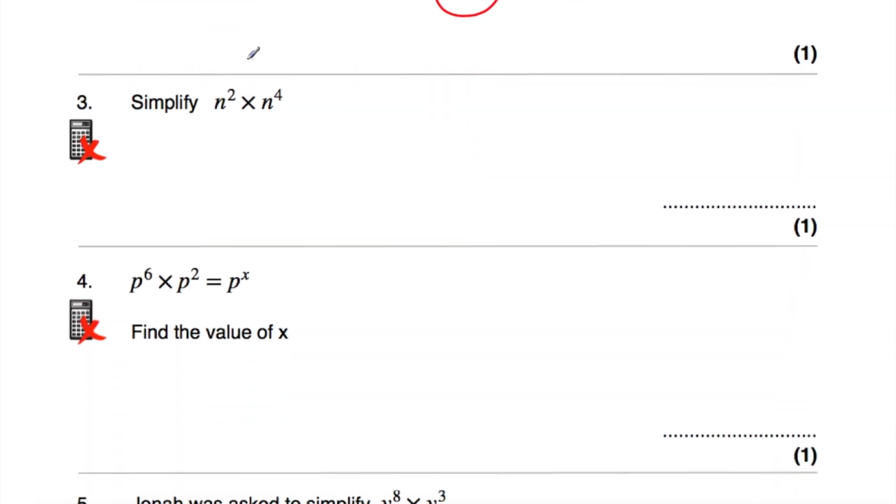Okay, question number 3. So question number 3 says simplify n squared multiplied by n to the power 4. So we've got the same base here, so we just add the powers. That's going to be n to the power of 2 plus 4 is 6. So that'd be n to the power of 6. And again, you could check it. You could do n times n, and then you've got n times n times n times n, and then if you multiply them together, you'd have n to the power of 6.